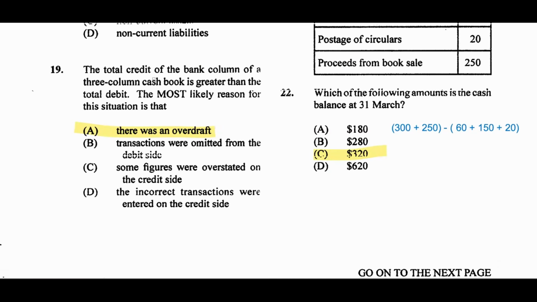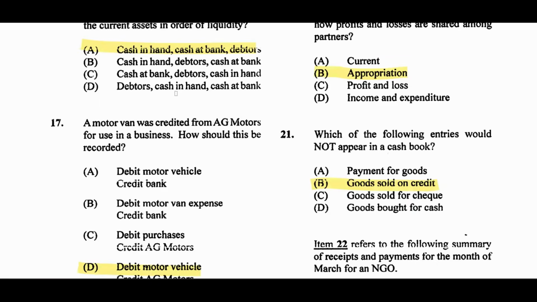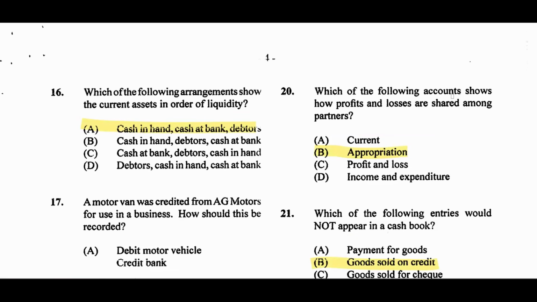Question 19, guys. The total credit of the bank column of your three-column cash book is greater than your debit column. The most likely reason for this is, well, definitely A, there was an overdraft. Credit side greater than debit side means you spent more than what we received. Therefore, A, overdraft. Good. Question 20. Which of the following accounts show how profits and losses are shared amongst partners? Well, as we all know, if we are to share profits amongst partners in partnership accounting, we would be using an appropriation account, B.